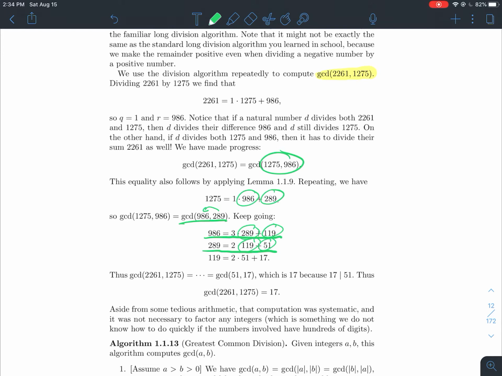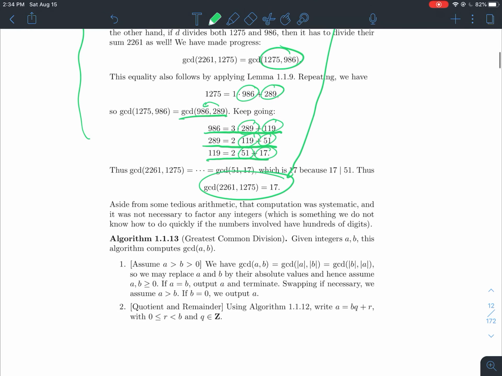I'm going to keep going until I get to this line here. Notice that in the next line, when I do 51 divided by 17, I get a remainder of 0. And so in this case, that's 17. That's where I stop. 17 is going to be the GCD of all pairs of numbers in my computations. In particular, it's the GCD of the thing I wanted to begin with.